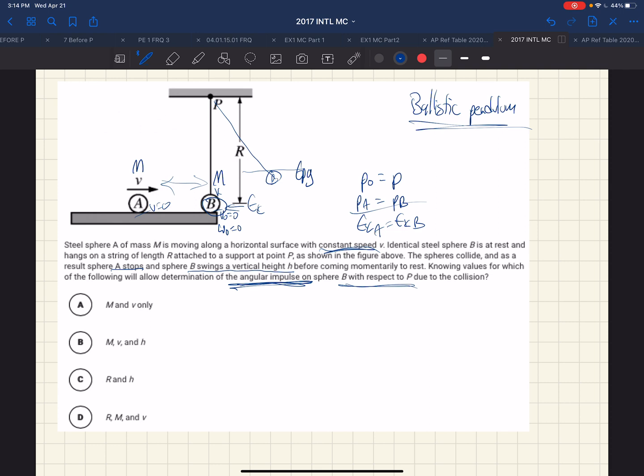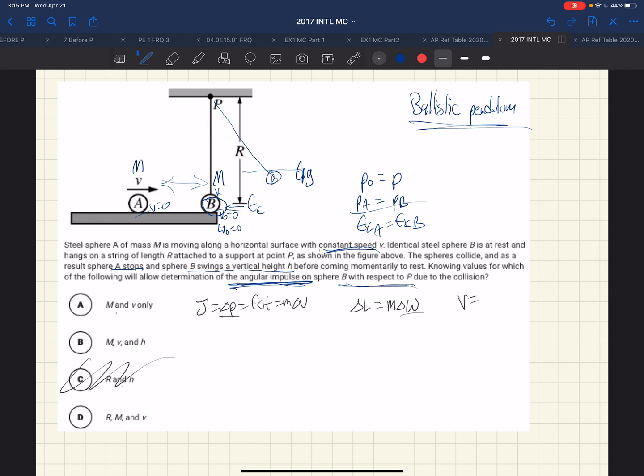All right, so we'll do our linear comparison. Our linear impulse is delta P, which is F delta t, which is m delta v. Similarly, our angular impulse will be equal to delta L, which is going to be m delta omega. And so it wants to know what we need to know. Well, we definitely need to know m. But notice it's not in terms of omega.